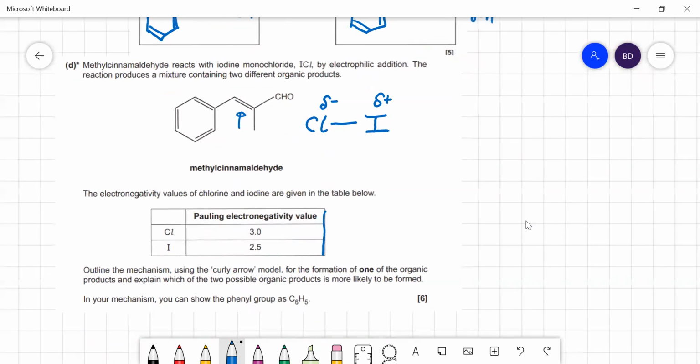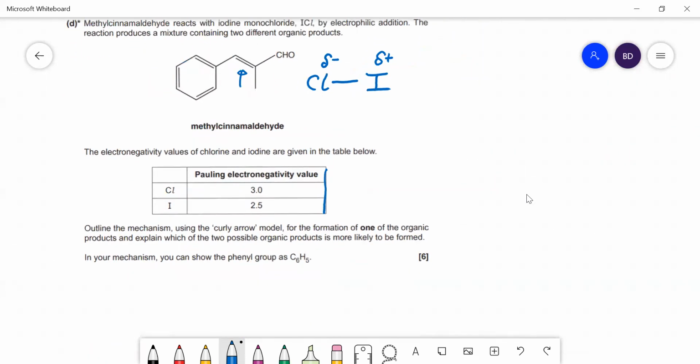Outline the reaction mechanism using the curly-arrow model for the formation of one of the organic compound products, and explain which of the 2 possible products is more likely to be formed. So this is about when you get an asymmetric alkene, you get a major product and a minor product, if you remember, due to the stability of the carbocation intermediate. So let's go through that mechanism, and we can represent the phenyl group as that.